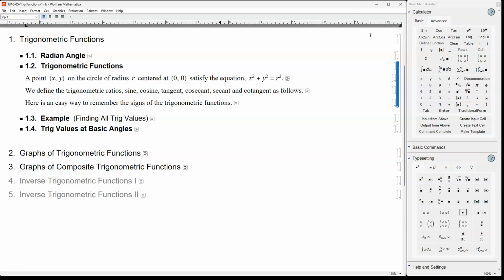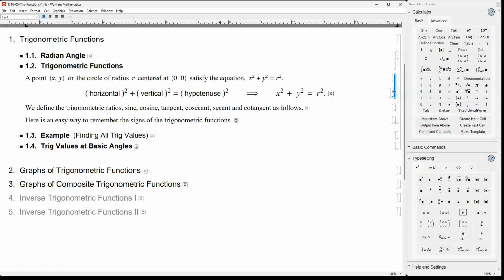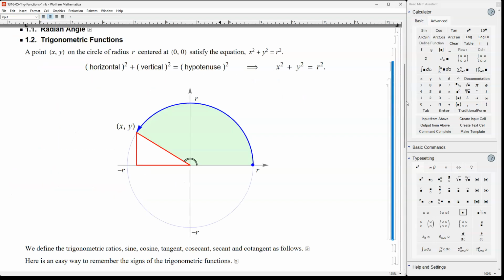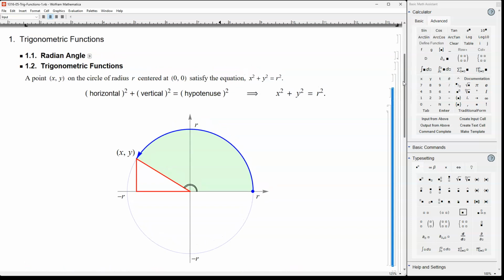Alright, now let us define trigonometric functions. No more trigonometric ratios based upon static constant angle, but let us now define trigonometric functions for the variable theta. As usual, we begin with a bit of geometry. A circle centered at the origin with radius r. In that case, we have horizontal squared plus vertical squared is hypotenuse squared. But hypotenuse is the radius, so we end up with x squared plus y squared is equal to r squared.